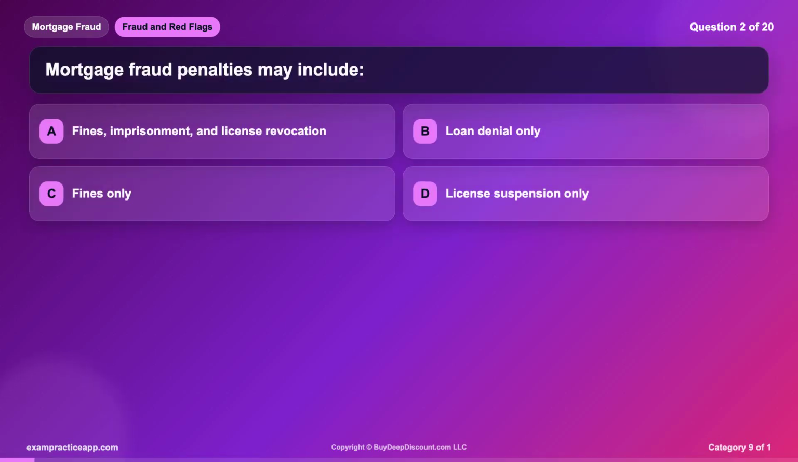Question 2. Mortgage fraud penalties may include option A, fines, imprisonment, and license revocation, option B, loan denial only, option C, fines only, option D, a license suspension only. Take a moment to choose your answer. The correct answer is option A, fines, imprisonment, and license revocation. Explanation. Fraud carries civil and criminal penalties.